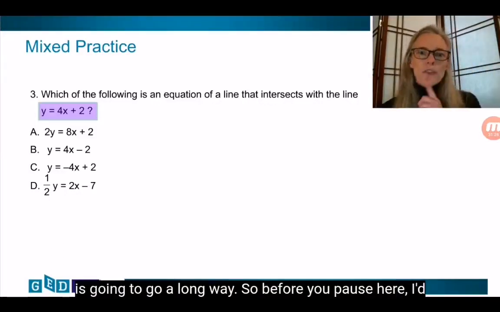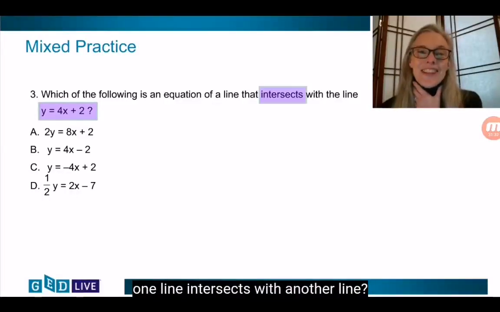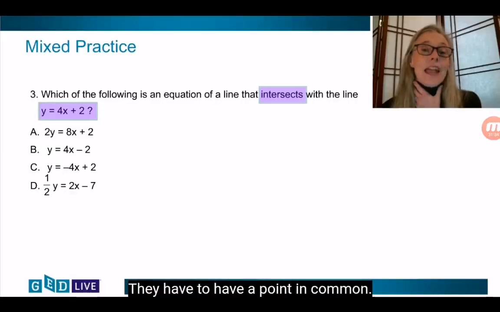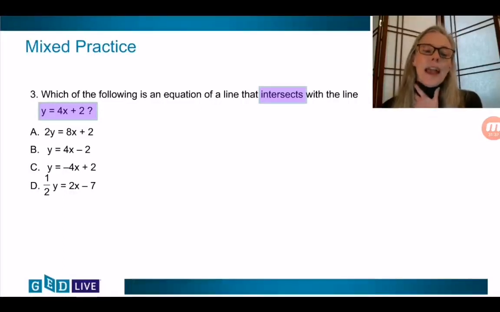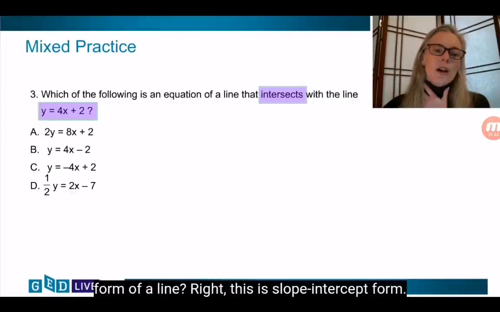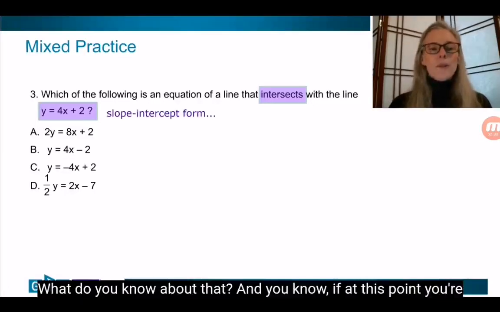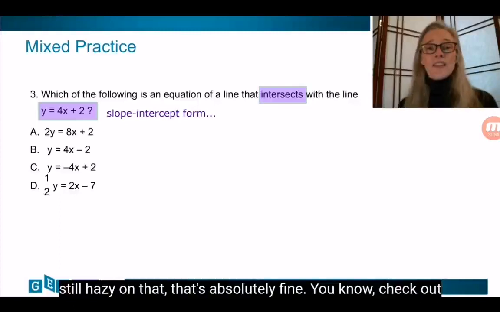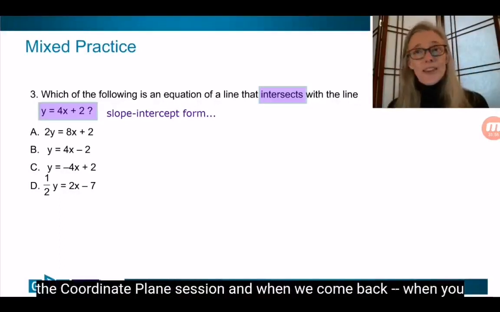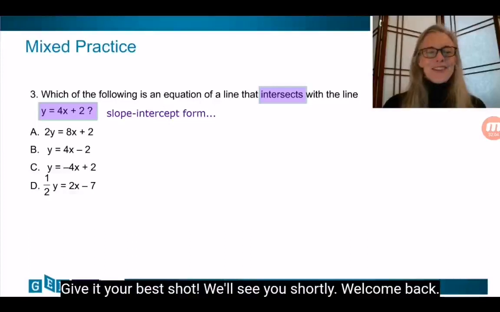So before you pause here, I'd like you to think about, well, what does it mean, again, that one line intersects with another line? They have to have a point in common. And what do you know about the slope-intercept form of a line? Right? This is slope-intercept form. Okay, so what do you know about that? And, you know, if at this point you're still hazy on that, that's absolutely fine. Check out the coordinate plane session. And when you come back after unpausing the video, we'll discuss it. So good luck, give it your best shot, and we'll see you shortly.